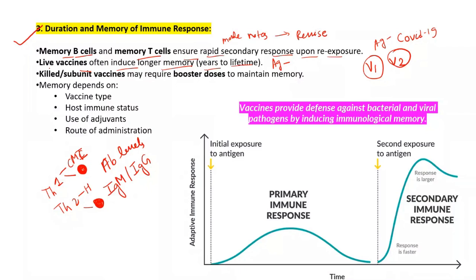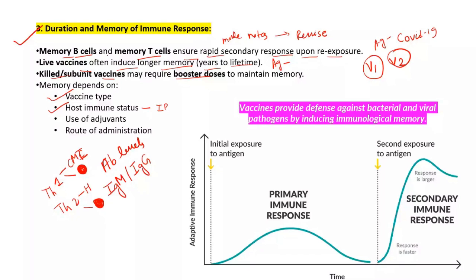So in live vaccine we are having a lot of memory B cell and memory T cell, but in killed or subunit vaccine they may require a booster dose because the antigen is not that potent. So memory depends on, of course, the vaccine type, and of course the host immune status. You cannot say that the immunocompromised people will have a high titer of memory B cell and memory T cell.